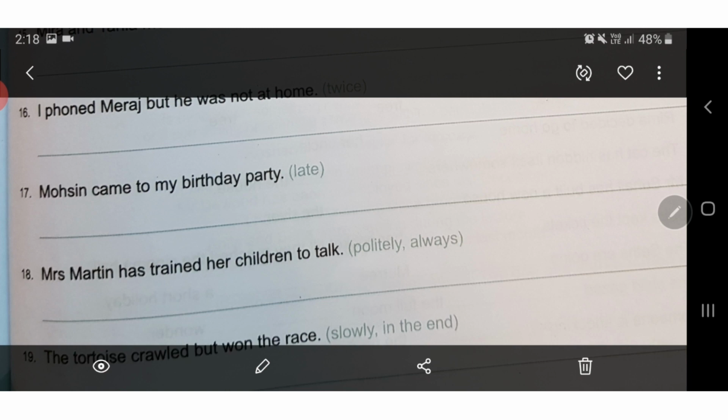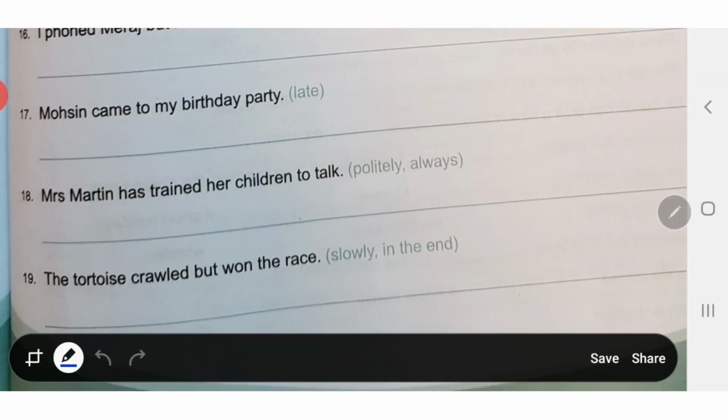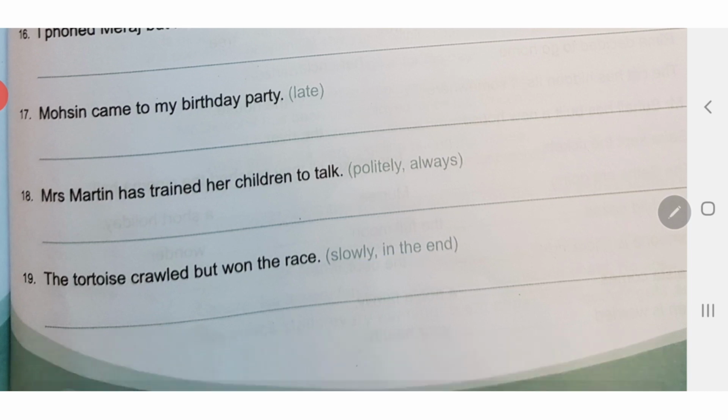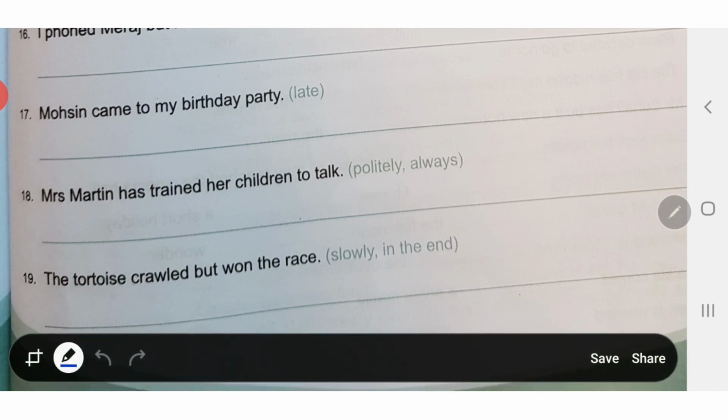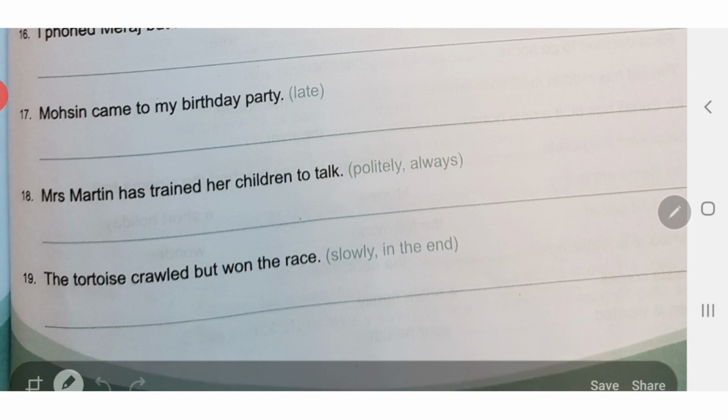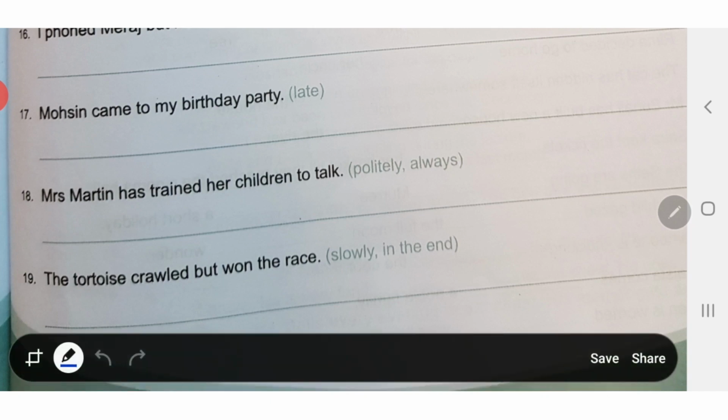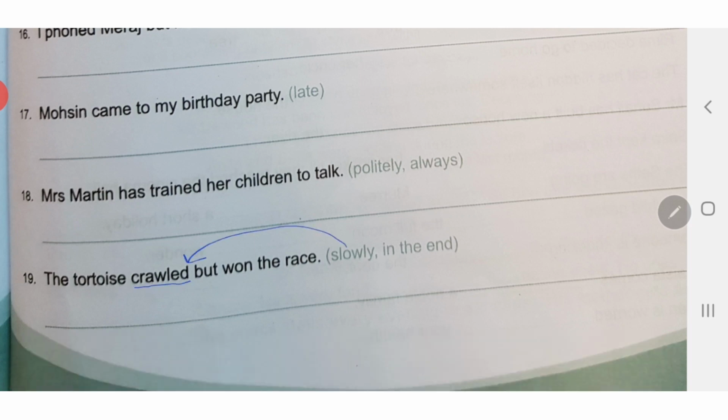Now, let's come to the next one. The tortoise crawled but won the race. Bracket says slowly, in the end. Okay, so you see, slowly is the adverb of manner. Which verb does slowly define here? Crawled is the main verb that slowly is defining.